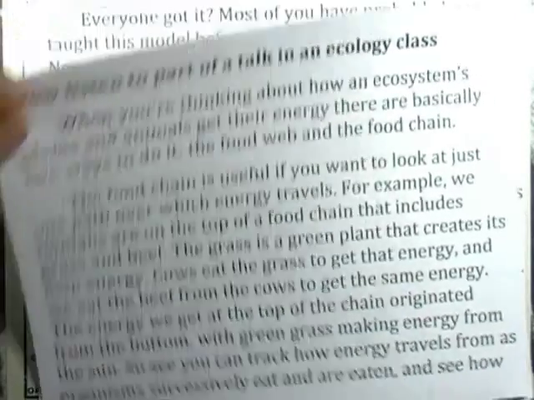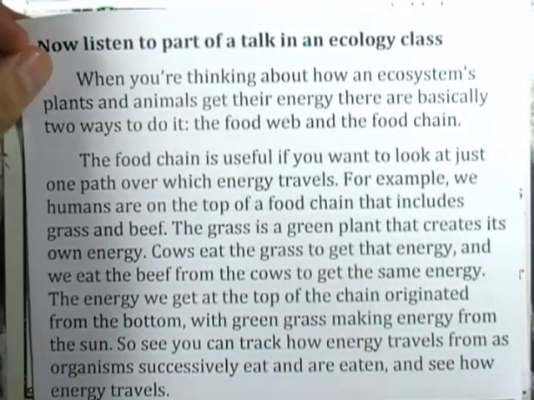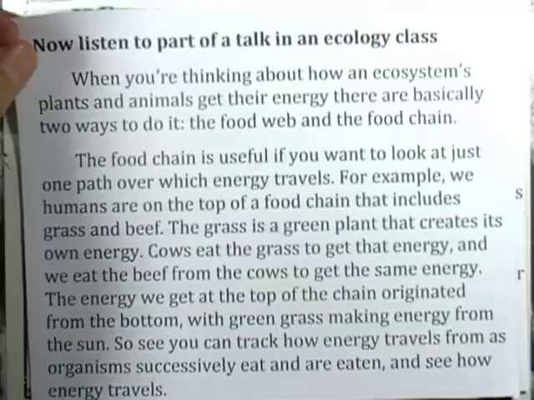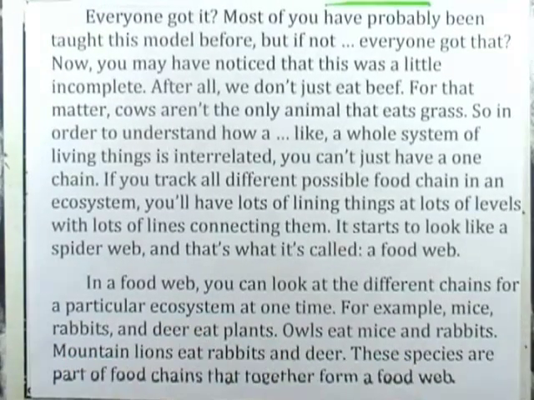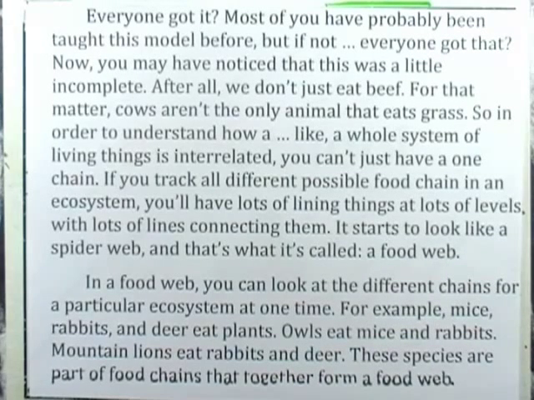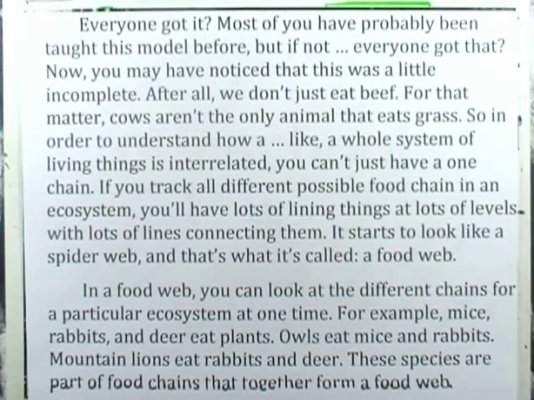Most of you have probably been taught this model before, but you may have noticed that it was a little incomplete. After all, we don't just eat beef. For that matter, cows aren't the only animals that eat grass. So in order to understand how a whole system of living things is interrelated, you can't just have one chain. If you track all different possible food chains in an ecosystem, you'll have numerous living things at lots of levels with many lines connecting them. It starts to look like a spider web, and that's why we call it a food web. In a food web, you can look at the different food chains for a particular ecosystem at one time. For example, mice, rabbits, and deer eat plants. Owls eat mice and rabbits. Mountain lions eat rabbits and deer. These species are part of food chains that together form a food web.